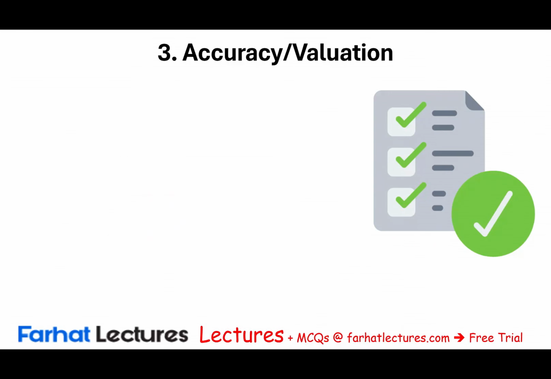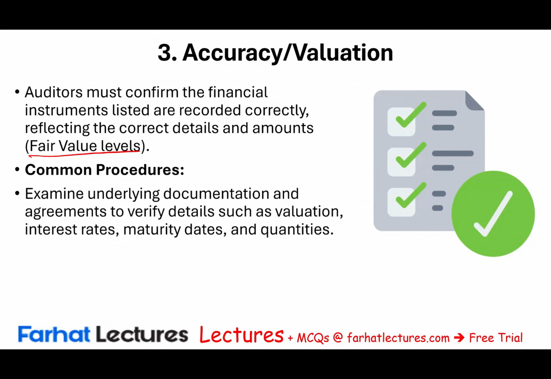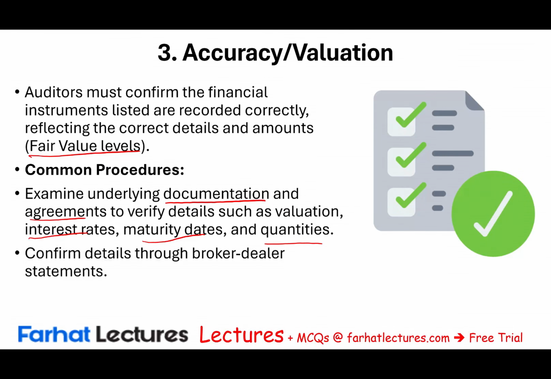Let's go to valuation, fair value. The auditor must confirm the financial instruments listed on record are properly recorded. Properly recorded at what? At fair value, unless it's held to maturity. How do you do that? Well, if it's level 1, it's easy. If it's not level 1, you want to look at the underlying documentation and agreements to verify that the valuation, interest rate if involved, maturity date, and quantity are correct. So you'd look at the documentation if it's a private company or private deal, where you bought a company that's not publicly traded. If it's publicly traded and it's with the broker dealer, easy.